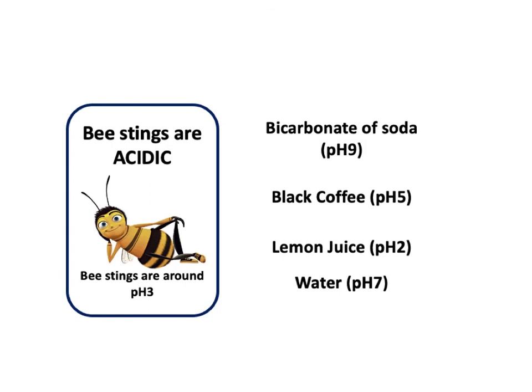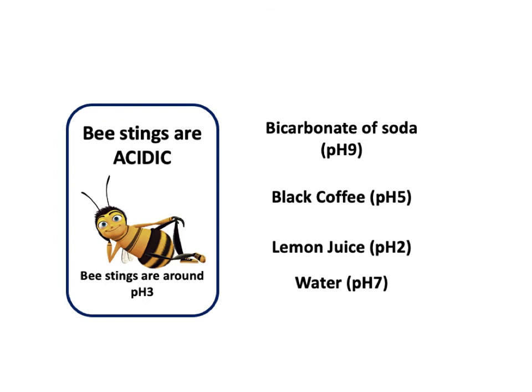So one of them is bicarbonate of soda, which has a pH of 9, it's a base. Black coffee, which is a pH of 5, it's mildly acidic. Lemon juice, which has a pH of 2. Or water, which has a pH of 7. So you can make up your mind now which one you think would be the best to add. And press play when you're ready for the answer.